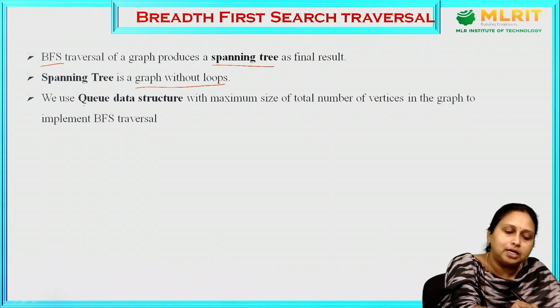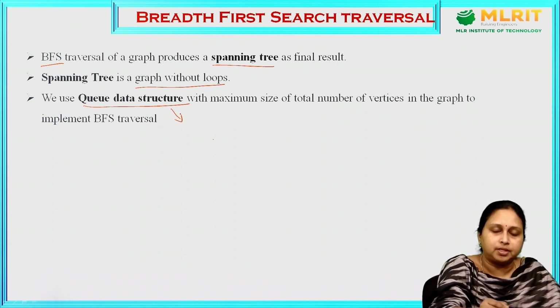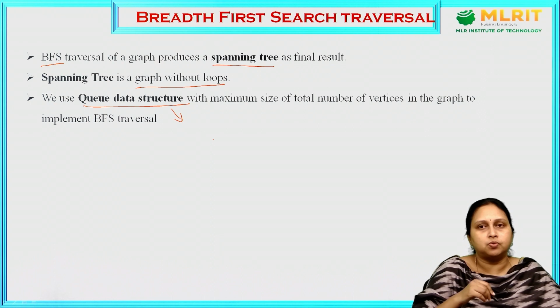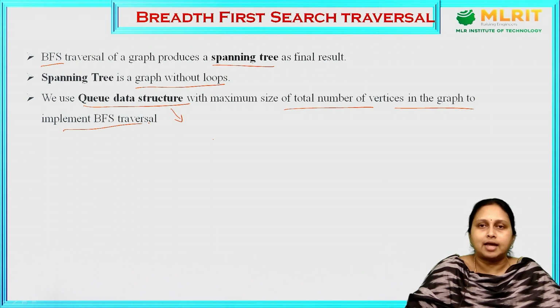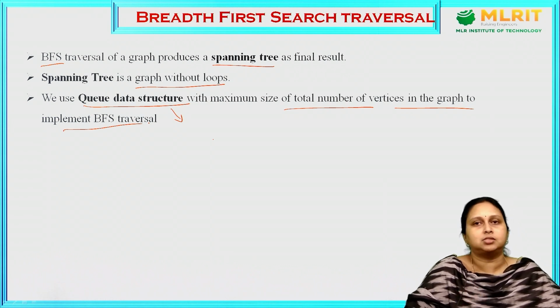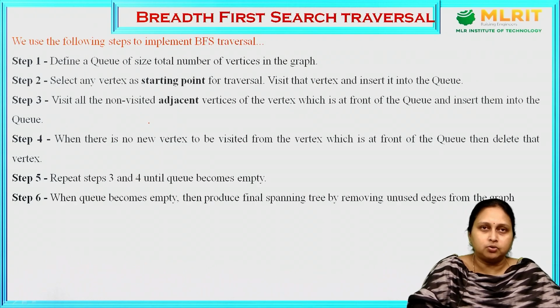Here, the data structure we are going to use for the BFS traversal is the queue data structure. We discussed this at the time of applications under the queue concept. BFS uses a queue data structure with a maximum size of the number of vertices in the graph. The size of the queue depends on the number of vertices you have in the graph. These are the steps by which we are going to implement our BFS traversal. Let us see the steps, then we will see the example.